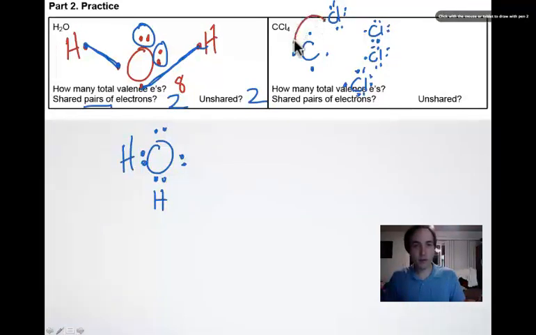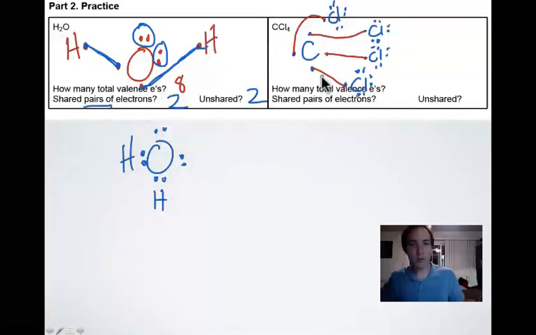So I'm going to take this one and I'm going to pair it up with this guy here. This chlorine over here, I'm going to take its single electron and pair it up right here. This chlorine, I'm going to take its single electron and pair it up right here. And this chlorine, its single electron is going to get paired up right here. So what we've done is we've formed 4 covalent bonds.